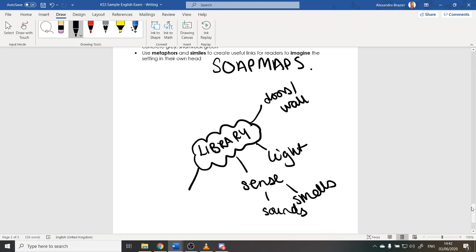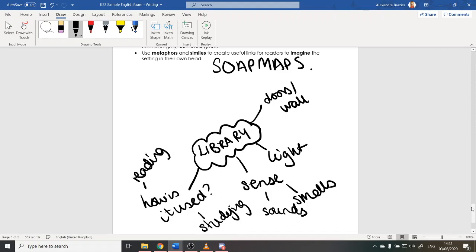Other things that you could think about, how is it used? Because then I could describe other things in there. So I could describe people studying, I could describe people reading. And then I've got subjects from both of those things. I could describe the person who's reading or the book that they're reading. Also, we could describe different things that we can see that are just minor details.